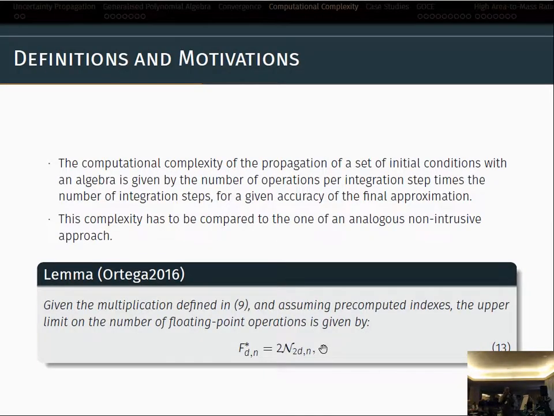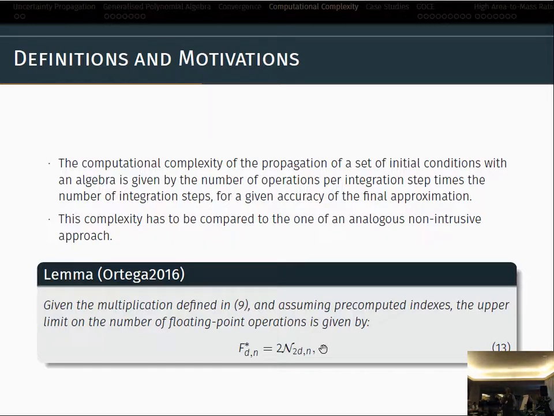Now, the other question is: is it better to use an algebra to propagate my uncertainty, or is it better to take just some samples from my initial conditions, integrate with a normal integrator without any overloading of the operators, take the samples at the end of my integration, and with those samples construct a polynomial with any interpolator I want? Okay, so my PhD student managed to demonstrate a couple of lemmas that are quite interesting.